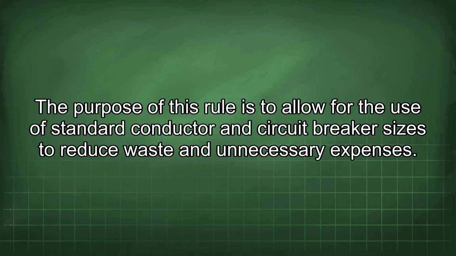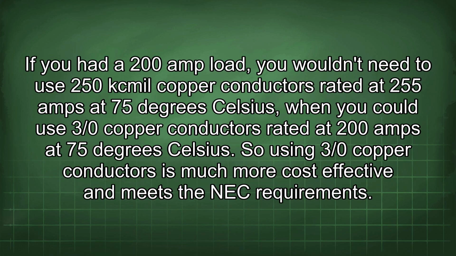The purpose of this rule is to allow for the use of standard conductor and circuit breaker sizes to reduce waste and unnecessary expenses. If you had a 200 amp load, you wouldn't need to use 250 kcmil copper conductors rated at 255 amps at 75 degrees Celsius, when you could use 3/0 copper conductors rated at 200 amps at 75 degrees Celsius. So using 3/0 copper conductors is much more cost effective and meets the NEC requirements.